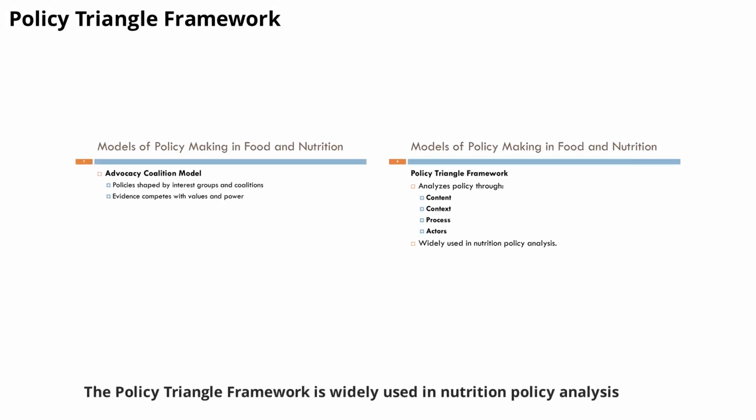The policy triangle framework is widely used in nutrition policy analysis. It examines four key elements: content, context, process, and actors. Content refers to what the policy says. Context is the environment in which it operates. Process covers how the policy is developed and implemented, and actors are the individuals and organizations involved. This framework helps us understand the complexity of policymaking and the various factors that influence outcomes.